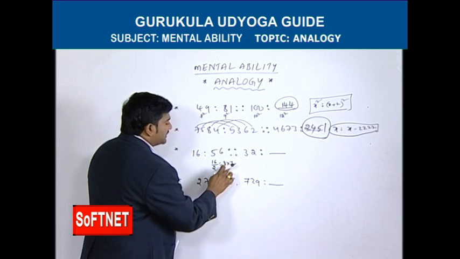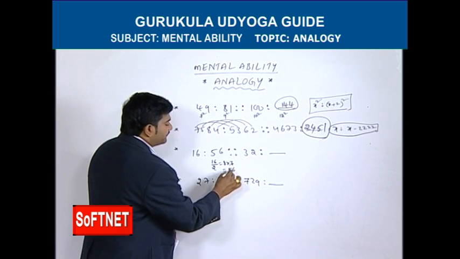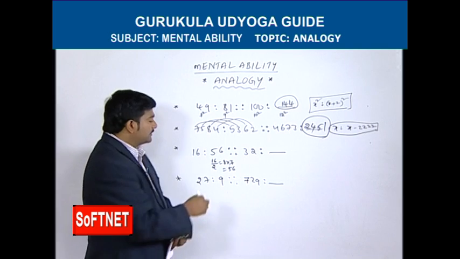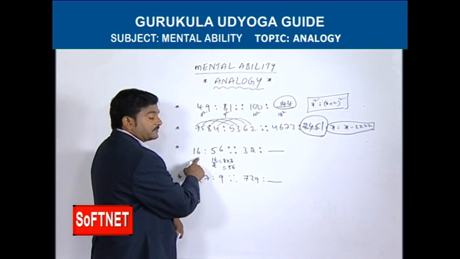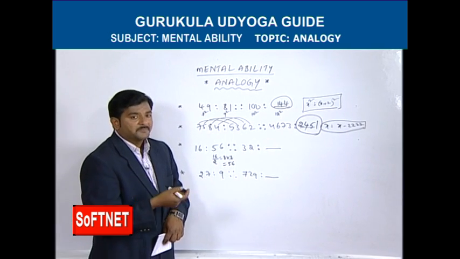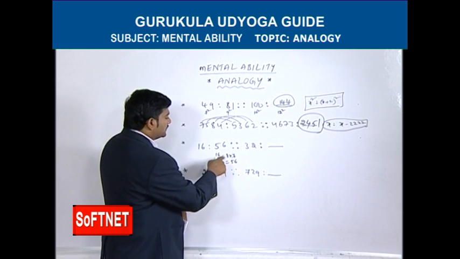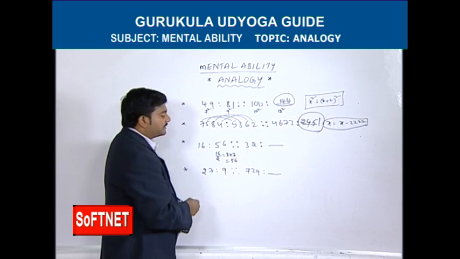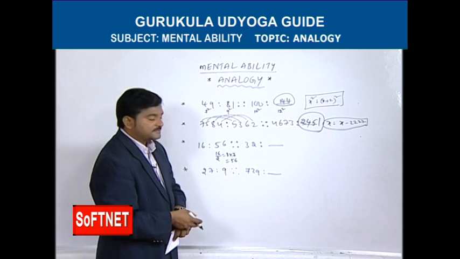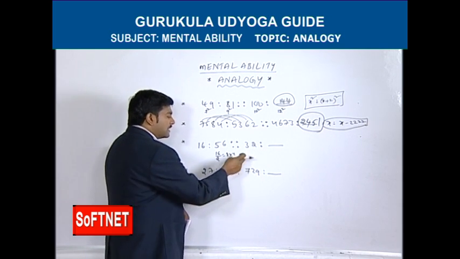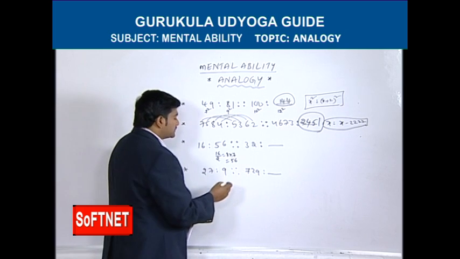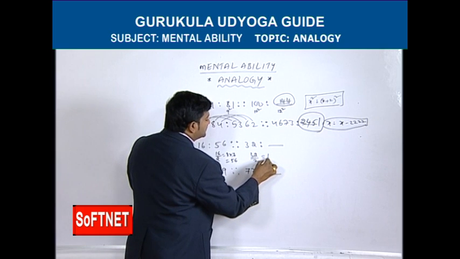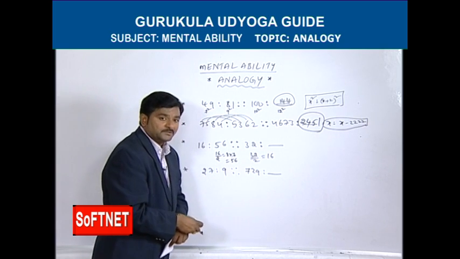8 sevens are, how much am I getting? 56. What is the concept involved here? Doing half of this number and after getting that number, multiplying with 7. So 16 by 2 means 8. 8 multiplied by 7, what am I getting? 56. I hope you understood this concept. Apply the same logic for the next one. 32. Half of 32 means 16 you will get.